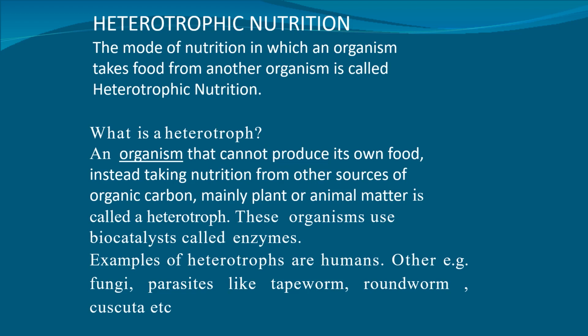So, what is a heterotroph? The organism which cannot produce its own food, instead taking nutrition from other sources of organic carbon, mainly plant or animal matter, is called a heterotroph. These organisms use biocatalysts, about which you will learn later, which are called enzymes. Examples of heterotrophs are humans, and other examples include fungi and parasites like tapeworm, roundworm, cuscuta, etc.